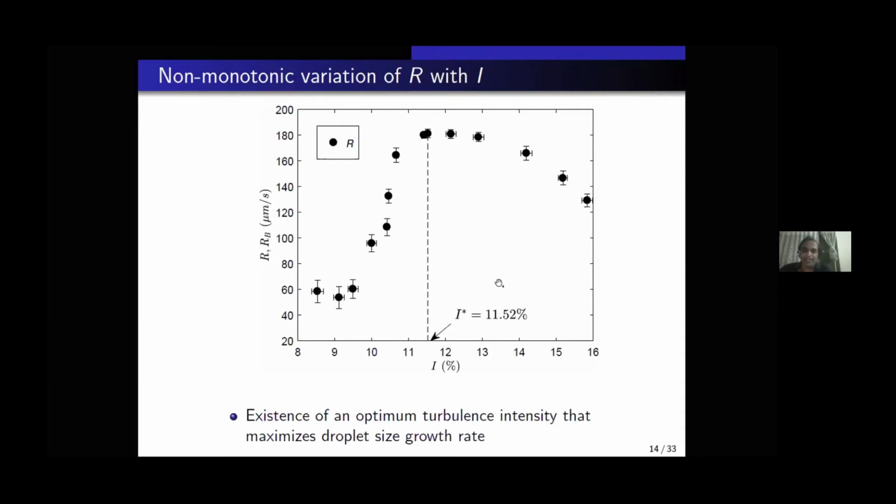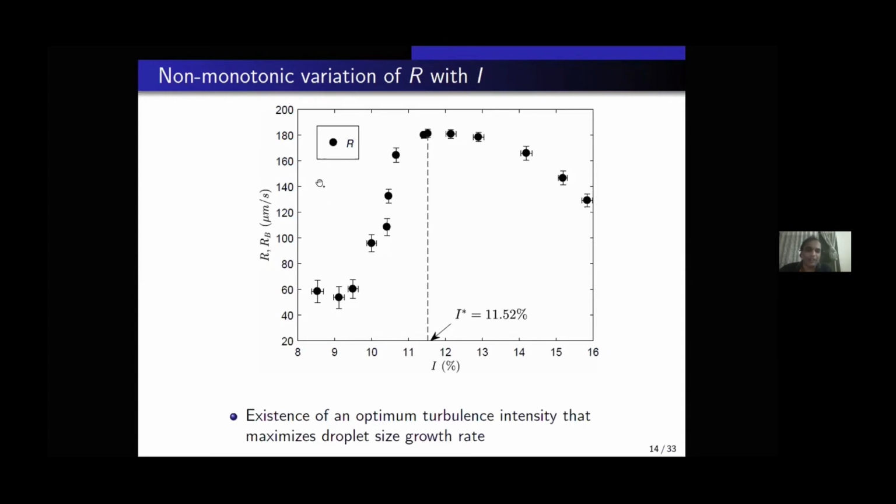we were trying to reach as large a turbulence intensity as possible in our facility. And it turned out there was an optimum turbulence intensity for which this droplet size growth rate was maximum, beyond which it started decreasing as a function of I. This was a surprise for us. In hindsight, not so surprising, but when we were doing the experiments it was a surprise. But it was a positive surprise because we had something to work on.